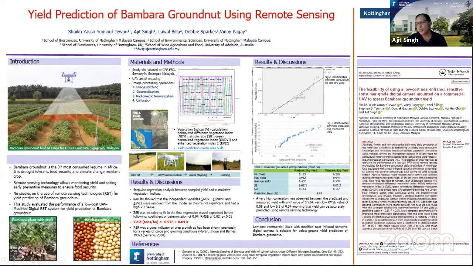So we jointly sponsor students, and the student is able to conduct research in Australia and also in Malaysia and UK. And then the research in Australia is on grape wine, while in Malaysia it was on Bambara groundnut.